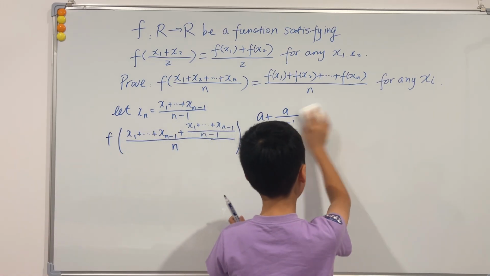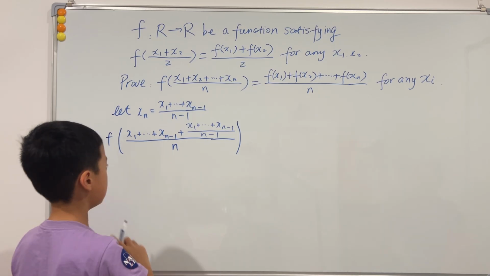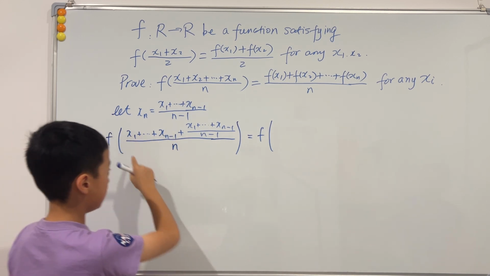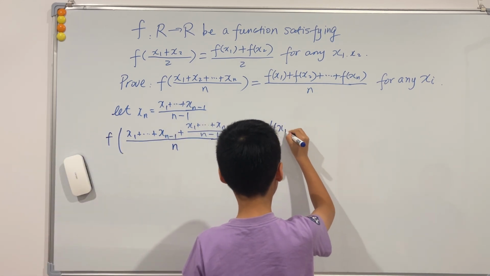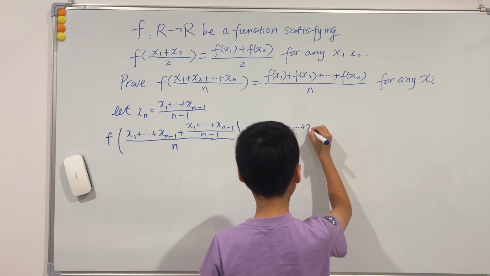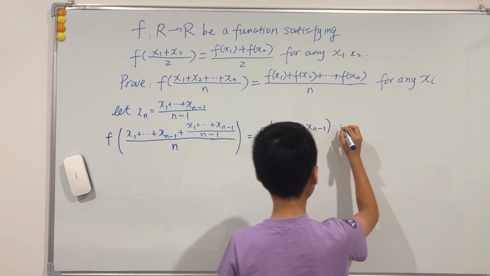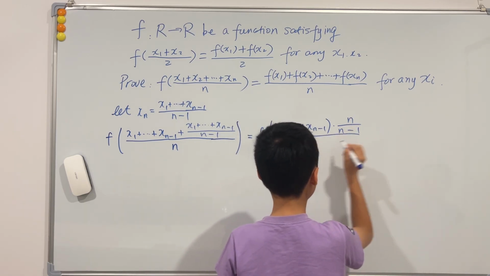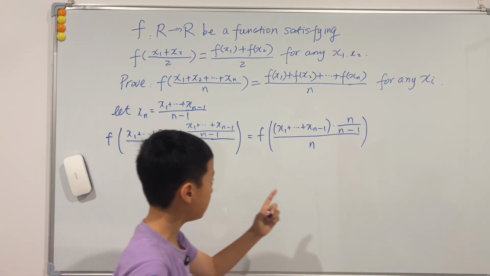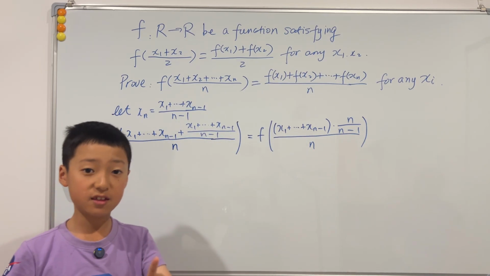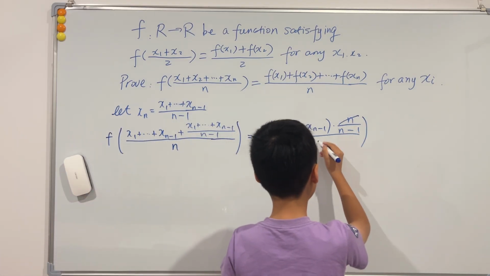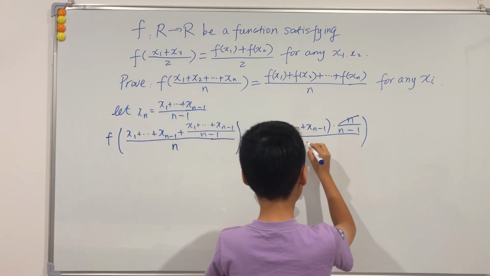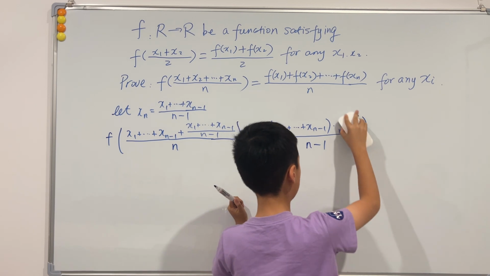So with this in mind, now we can change this. So this is equal to f of the a, which is this, and then we multiply by n over n minus 1. And then the bottom is n. And now we have changed the denominator from n to n minus 1, because now these cancel, and we can put this on the bottom. So this is n minus 1, and this term is gone.